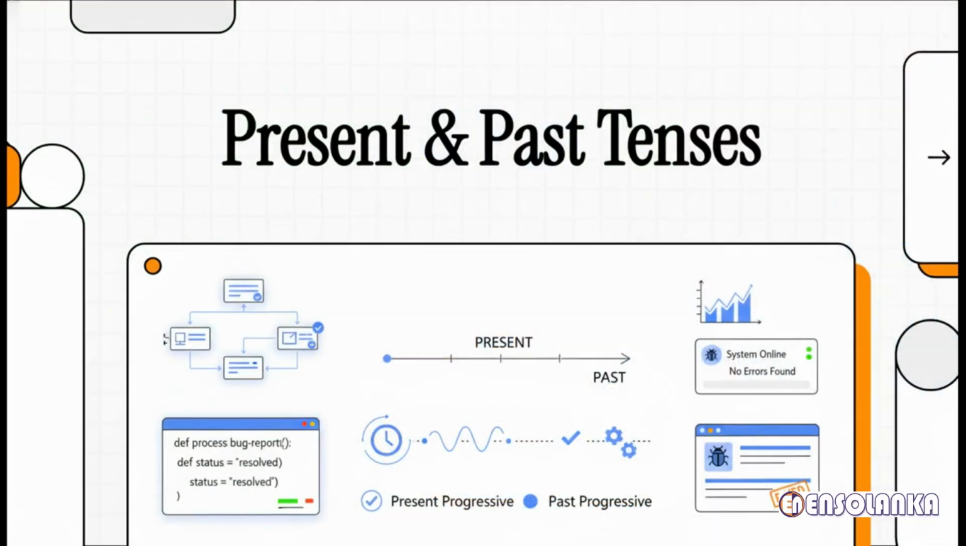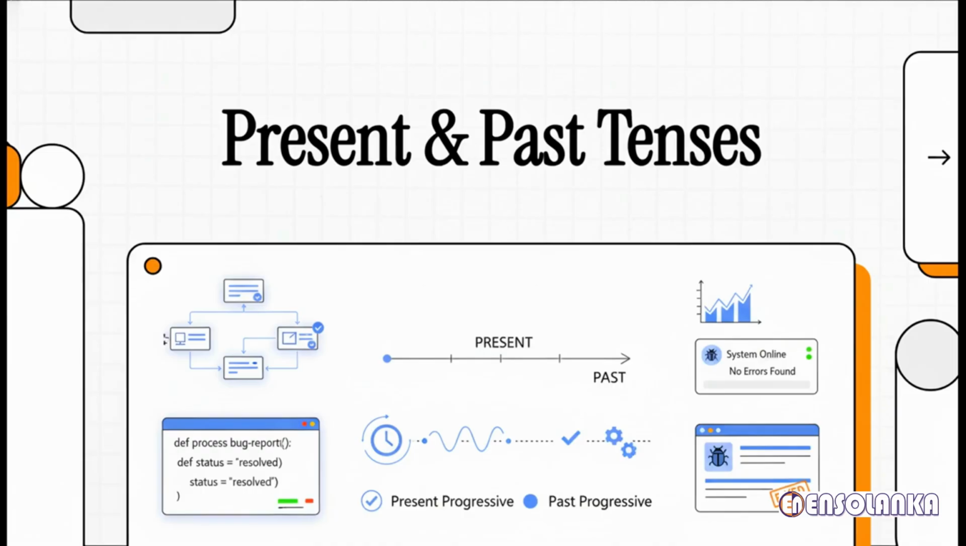In the world of tech, precision is everything. And believe it or not, the difference between "the system stores data" and "the system is storing data" can be huge. It can mean the difference between business as usual and a critical live incident. Today, we're going to break down the simple, powerful grammar that drives clear technical communication: the present and past tenses.